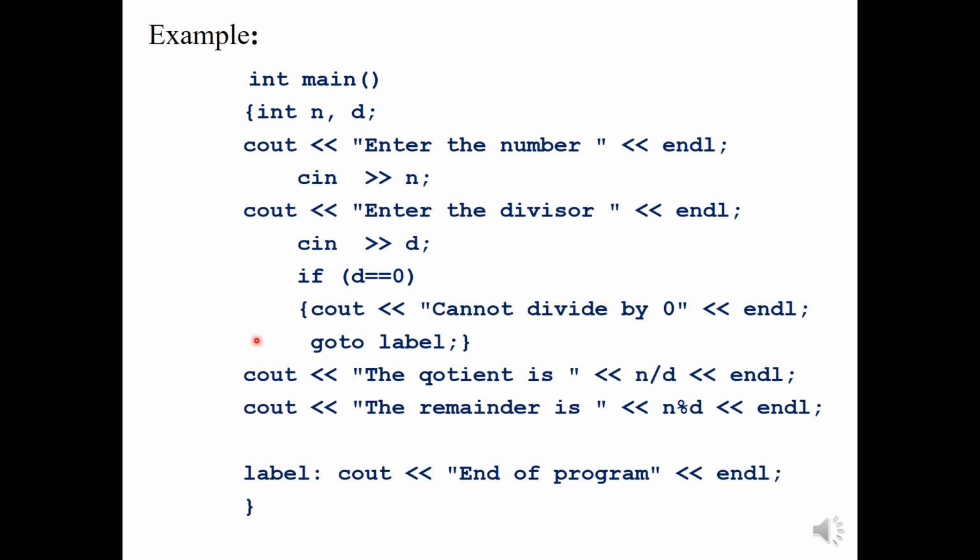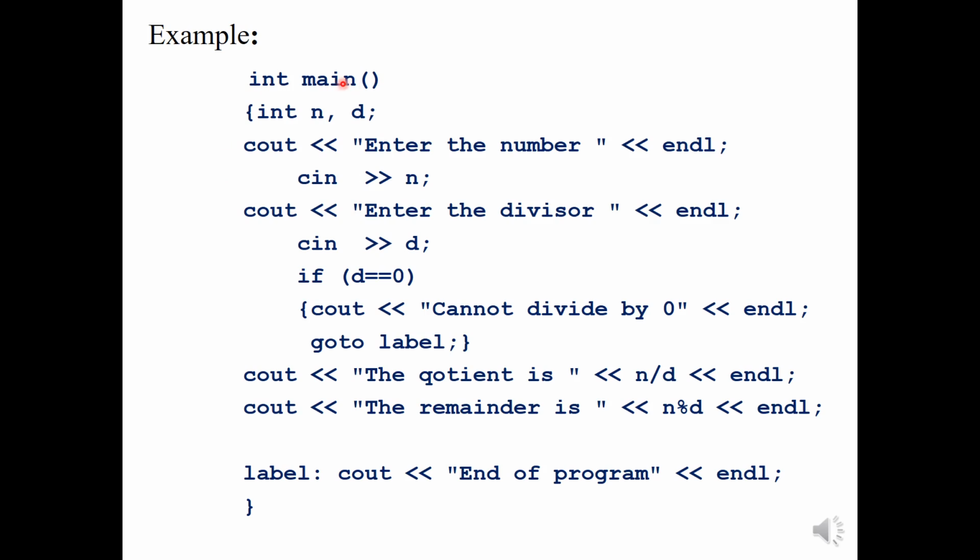Like here, suppose I say here label. This label can be 10, 20, I can say X, Y, Z, anything. This is not a keyword, so you can give anything. It's not necessary that you have to call it a label, but it's just an example.